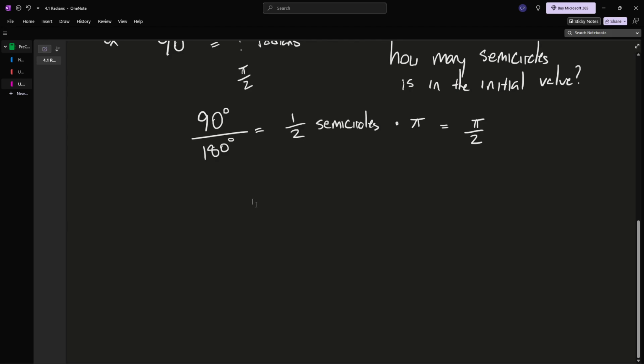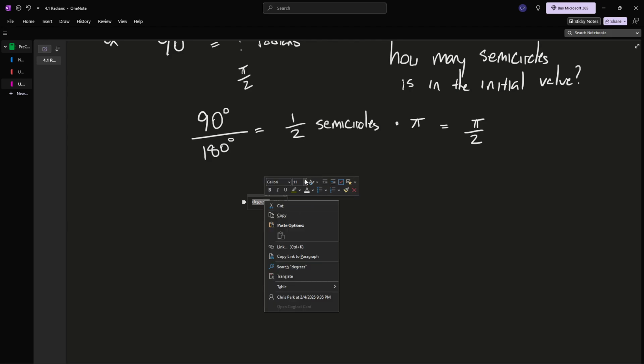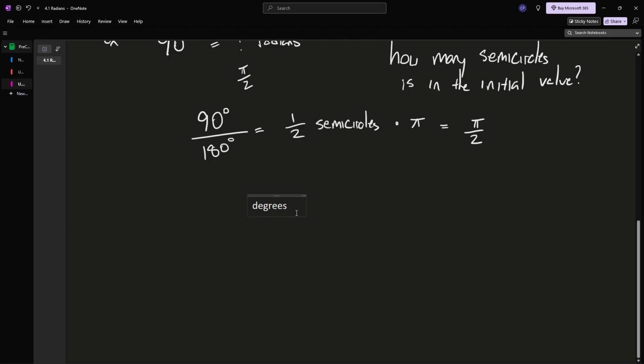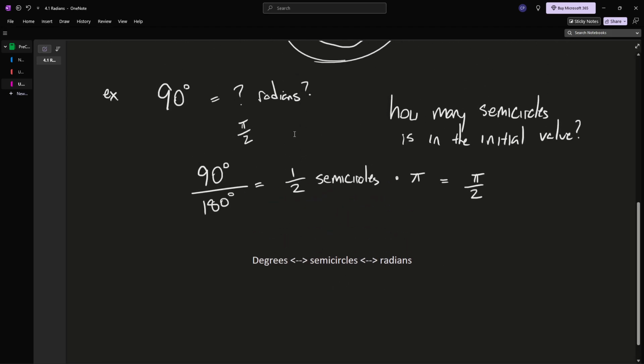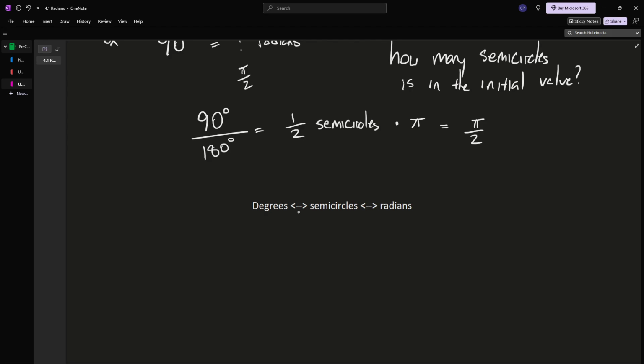So the process is pretty much you're going from degrees, let's actually increase this, you go from your unit, we're starting with degrees, to semicircles, to radians. And the thing is, this also works the other way around. It works both ways. So we just need to come up with this ratio. And this process will always be: get the semicircles, so divide by your initial value, then you multiply by the semicircles of the other value.